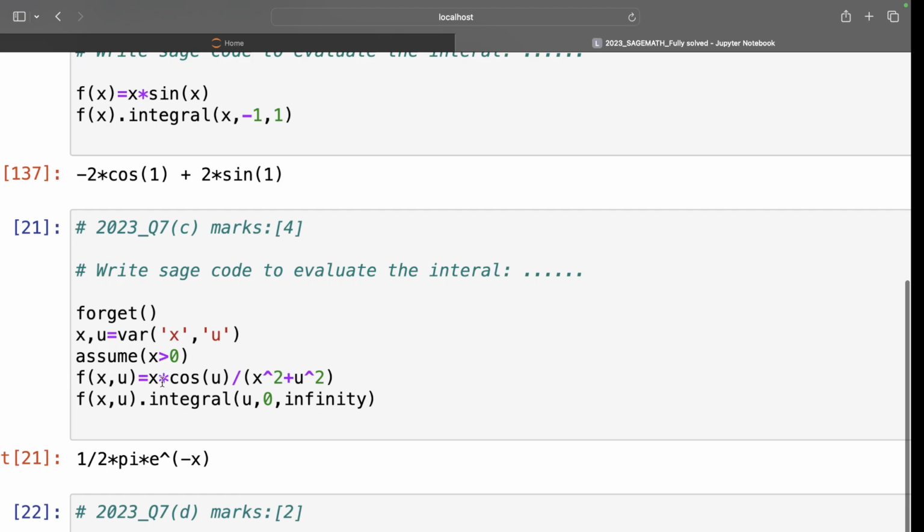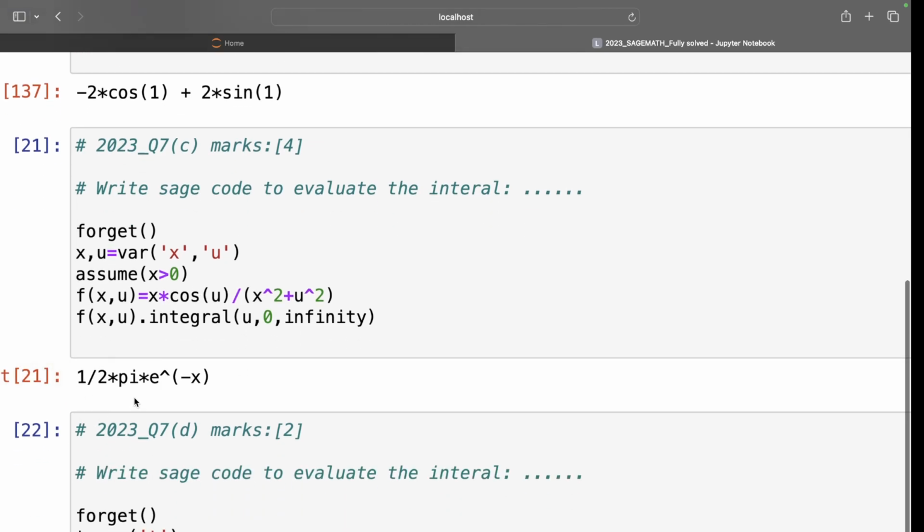f(x, u) equal to x star cos u divided by x square plus u square. f(x, u) dot integral u comma 0 to infinity. The range of u is 0 to infinity. So answer is this, 1 by 2 into pi into e to the power minus x.